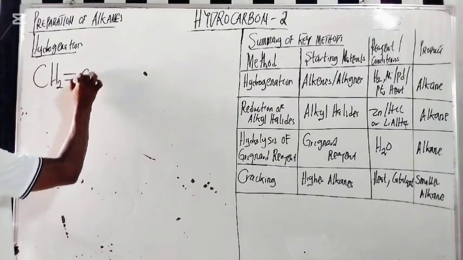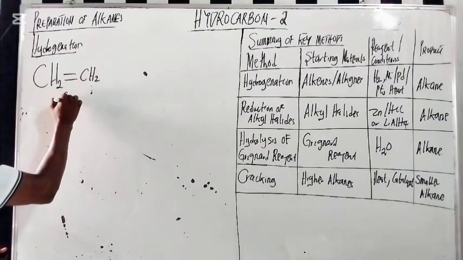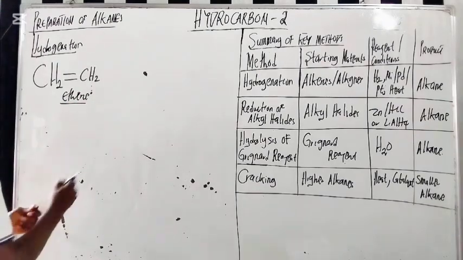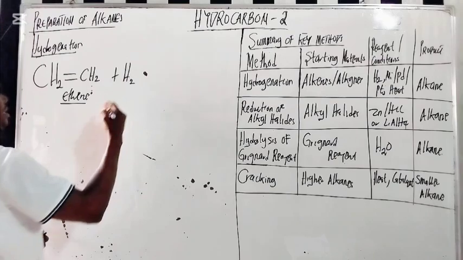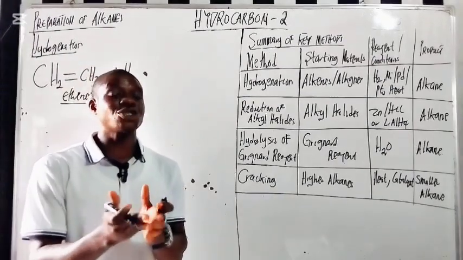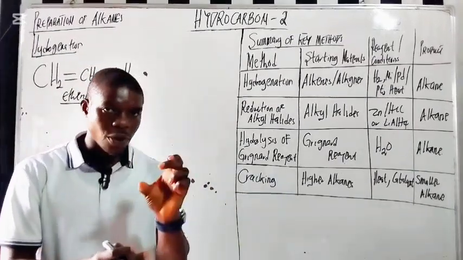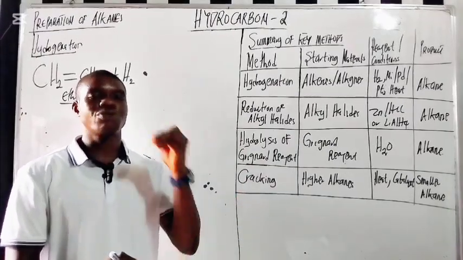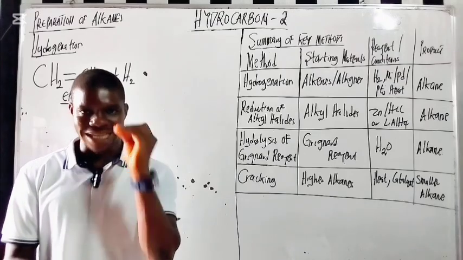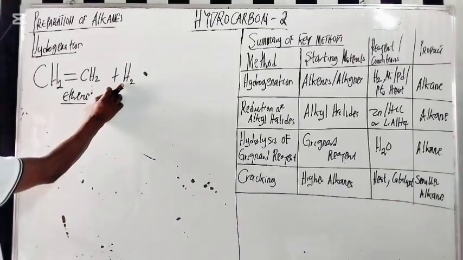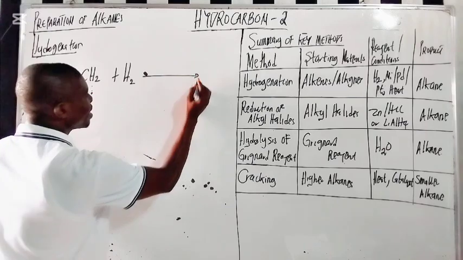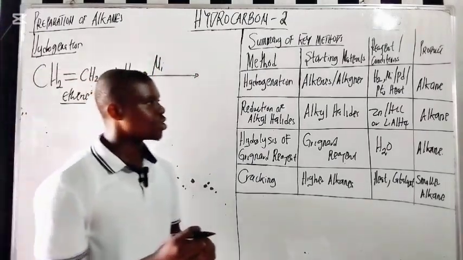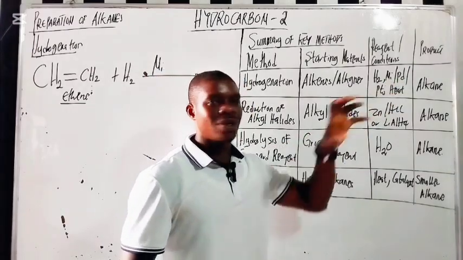CH2=CH2. This one is ethene. It will undergo reaction with H2. When we talk about hydrogenation, this is the addition of hydrogen to the double bond or triple bond of an unsaturated hydrocarbon to form a saturated hydrocarbon, which is the alkane. You are adding H2 here, but it must be under either nickel or platinum or palladium, any of them at all.